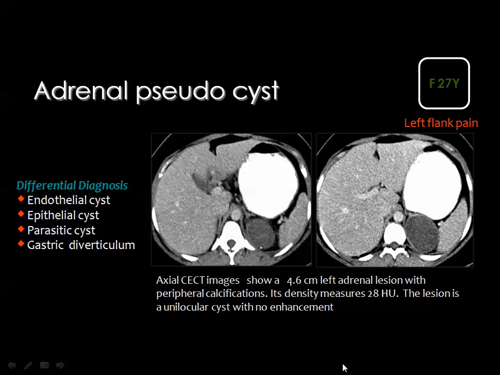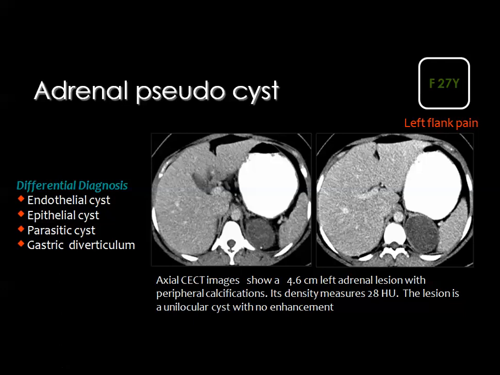And this is an adrenal lesion with peripheral calcification, and the lesion is unilocular with no enhancement. Then how can you know that this is a pseudocyst? There should be something in the history to lead you to this diagnosis. This example is to show that adrenal cysts, whether true or false or pseudo, have similar imaging findings.